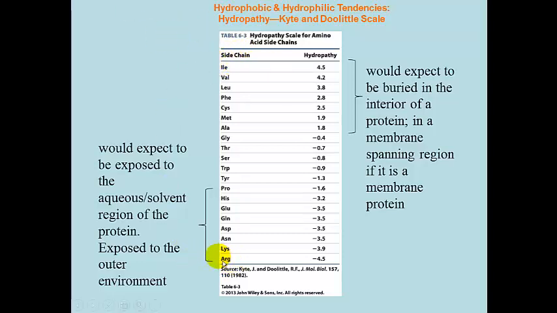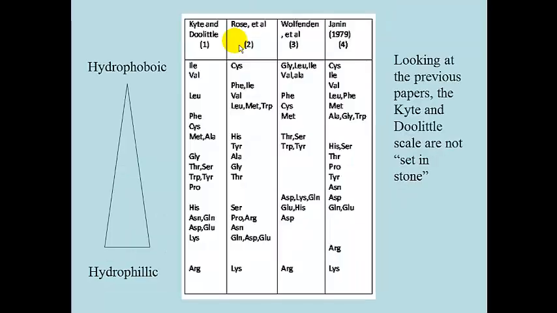And according to their scale, arginine is the most polar amino acid, which tends to be more exposed to the outside or inside of the cell if it's a membrane protein. So this is a scale, and they have different parameters for their scale. Maybe it has to do with their ability to be partitioned to water. But the key, in the next slide, is that not all of these scales are set in stone.